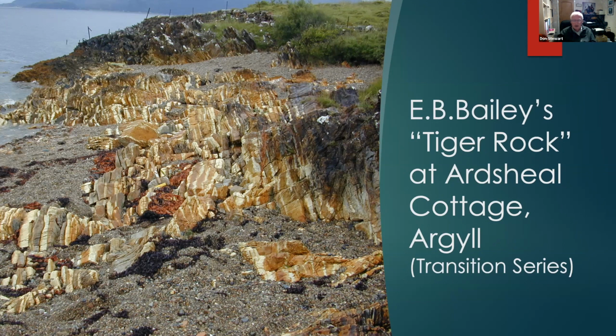This is a transition series rock, really, between the Ballachulish slate and the quartzite and limestones that occur on the Ardsheal Peninsula. So this is a transition of dolomitized limestone. There are some psammites in there, and it forms this very vivid striped rock. It's also to be found in a small quarry just up the hill behind Ballachulish itself, a little limestone quarry there. So as I say, right on the shore of Loch Linnhe.